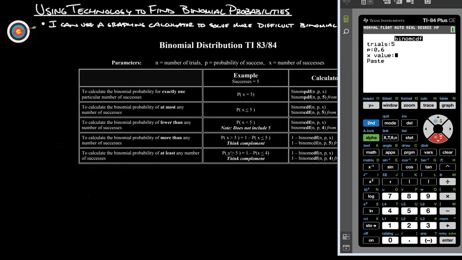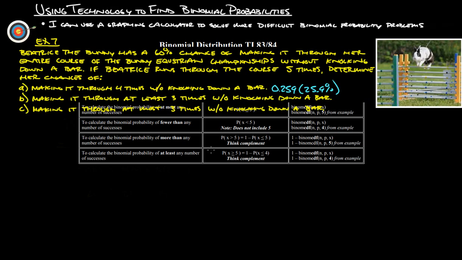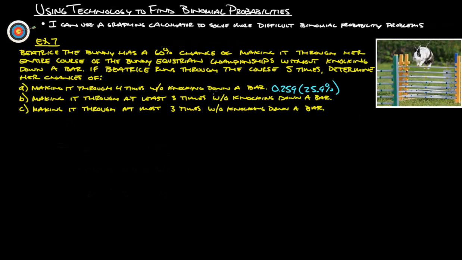Okay. So if you remember from back here, we want to come up with at least 3. In this case here, this is at least 5 or more, so that would be at least 5. So then what we want to do is 1 minus the probability of 1 less than our 3 trials. So we're going to subtract 1, and our x value is 2. Okay, so we push enter, and the probability of making it through at least 3 times without knocking down a bar.